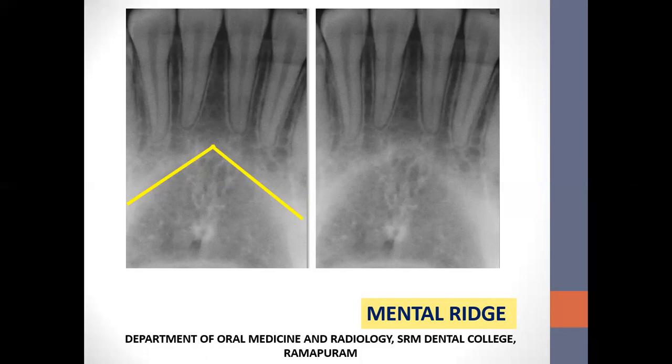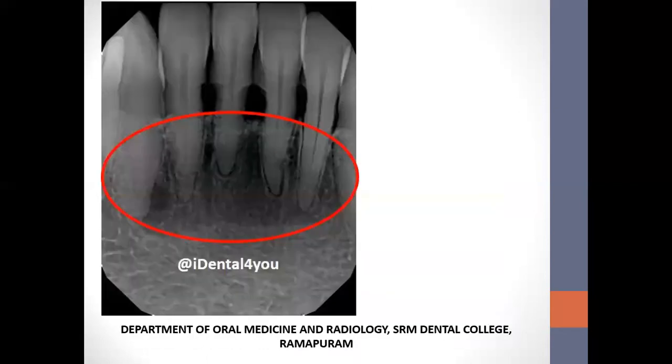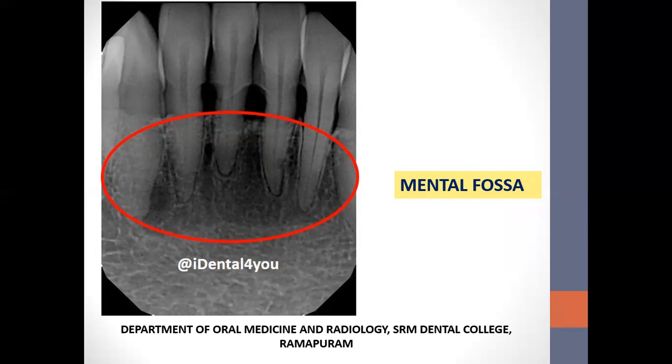The image of the mental ridge is most prominent when the beam is directed parallel with the surface of the mental tubercle. The next landmark is the mental fossa. The mental fossa is a depression on the labial aspect of the mandible, extending laterally from the midline and above the mental ridge. Because of the resulting thinness of the jawbone in this region, the image of the depression may be similar to the submandibular fossa.